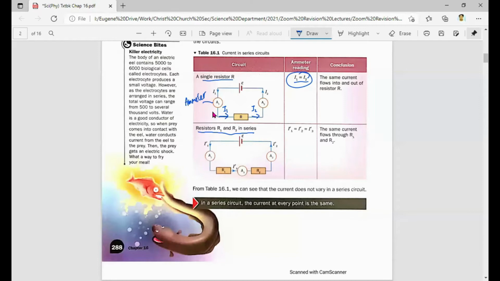A2, ammeter 2 measures current 2 here. A3, ammeter 3 measures current 3 over here. Okay, that's flowing through the circuit. Now, what they realize is that when they put the 3 ammeters here, and they switch the circuit on, they realize that all the ammeters show the same reading.